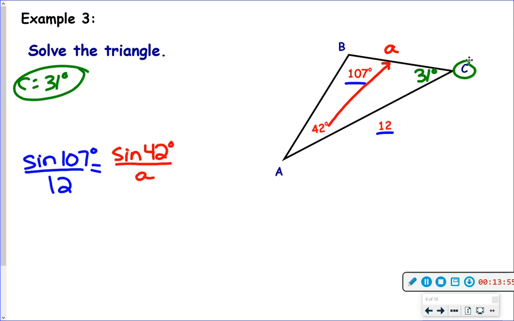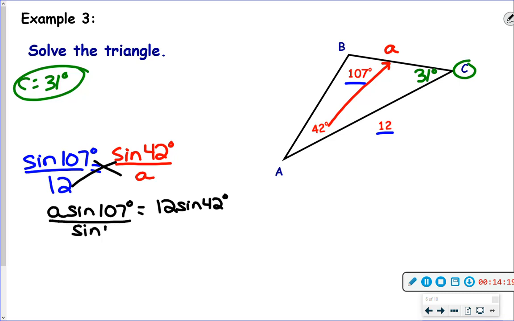Okay. Same spiel, cross products, get out your calculator. A times the sine of 107. 12 times the sine of 42. From there, personally, I don't know if I'd write anything else, because you know to get A alone, you got to divide sine of 107 off. But I'm going to write it for the love of geometry. Yeah. All right. See what you got for A. You guys are quick, all right. 8.4 is correct.